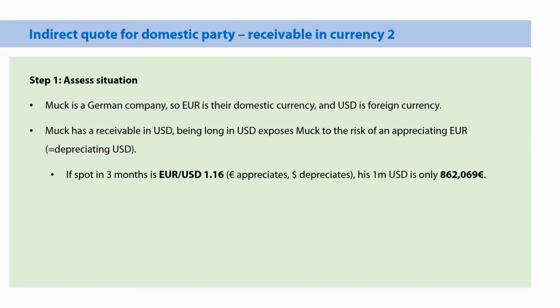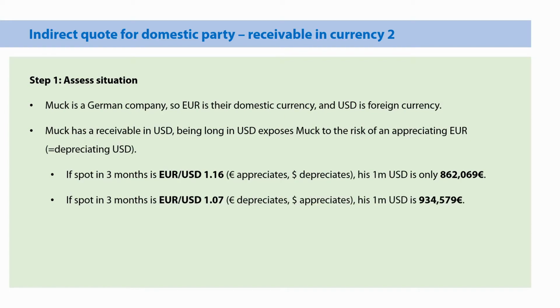Which means, if we translate that into numbers so that we get a better understanding, if the spot in 3 months is $1.16 for 1 euro, his 1 million US dollars is only 862,000 and change. If the spot rate in 3 months is 1.07, then his 1 million US dollars is 934,579. So my recommendation would be to check out the situation. What does it mean if the exchange rate is either low or high? What does it mean for the company?